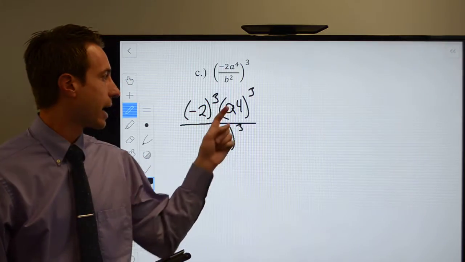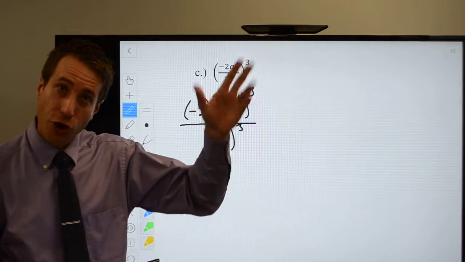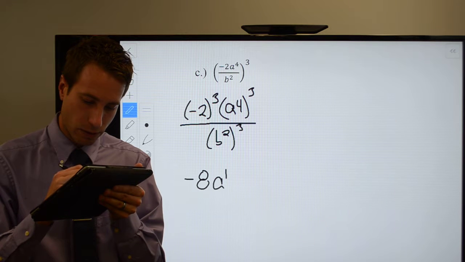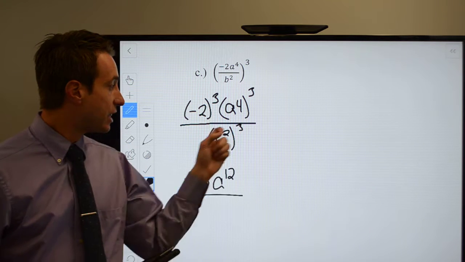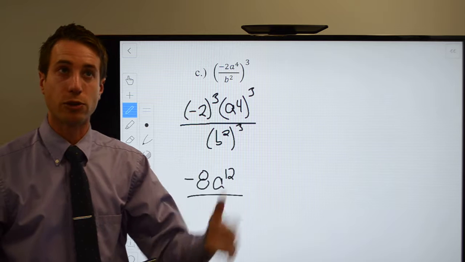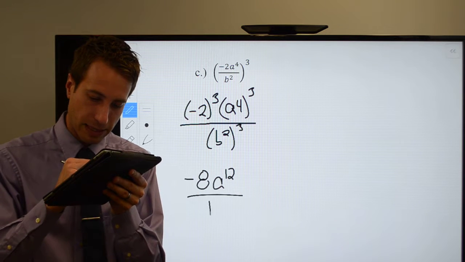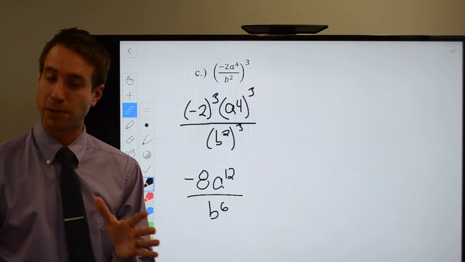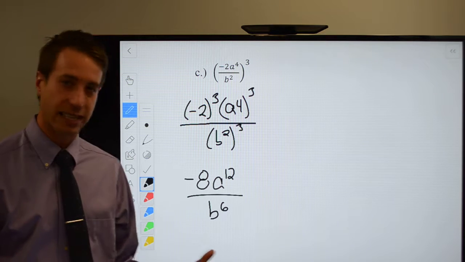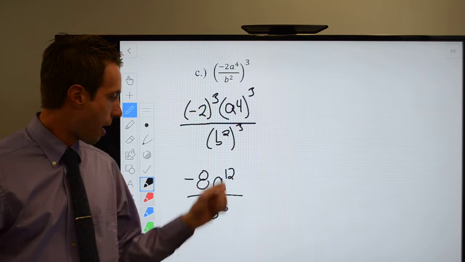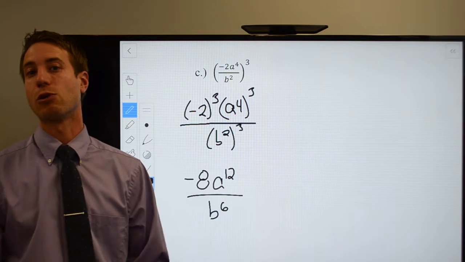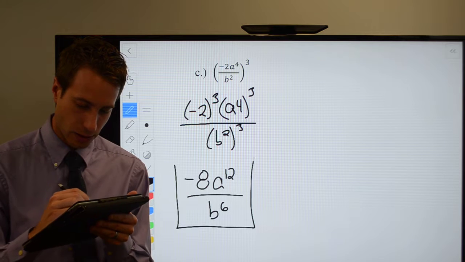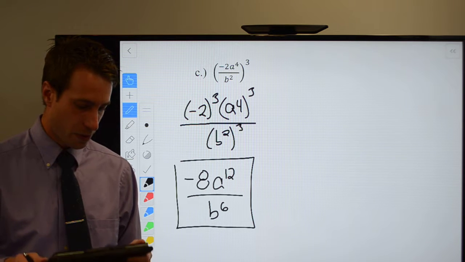A to the fourth raised to the third: multiply the exponents, and 4 times 3 is 12. B squared raised to the third power, 2 times 3 is 6, and so you wind up with b to the 6th power. And again, I need to make sure that my fractions are simplified. I don't have anything to cancel with the 8, so I'm good. I don't have any like bases, I no longer have any powers of powers, and I definitely don't have any negative exponents. So we got ourselves a winner. Let's go ahead and move on to the next one.